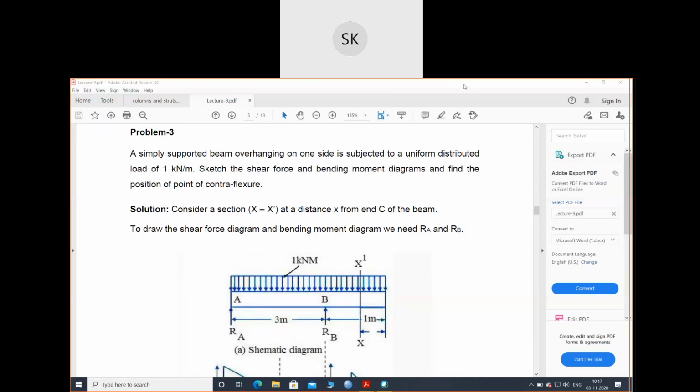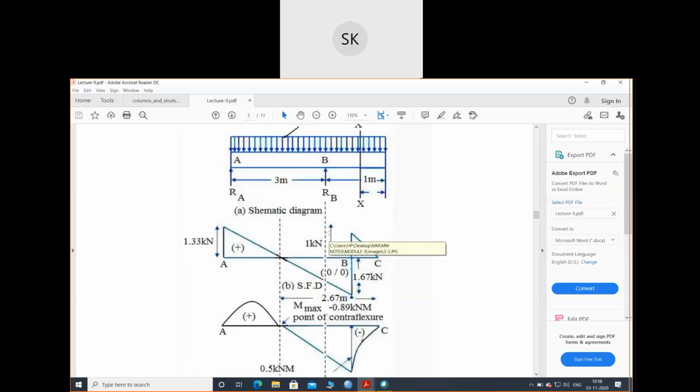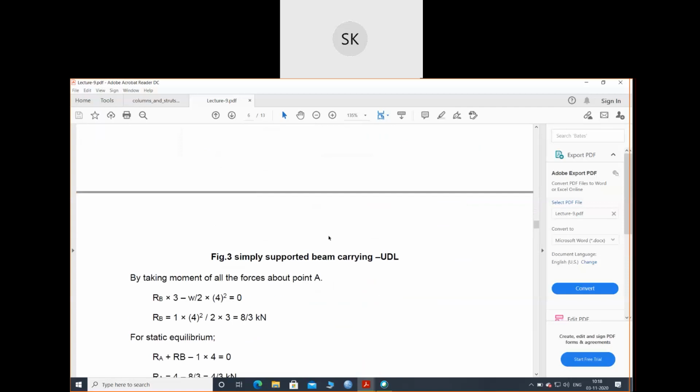For this beam also, you can take two sections. Over this overhanging part you can take one section, and you can take a section between A and B. Okay. Selection of the section is very important when you start finding the shear force and bending moment diagram of these beams. First, select what section and how many sections you will consider. That depends on your boundary conditions also.